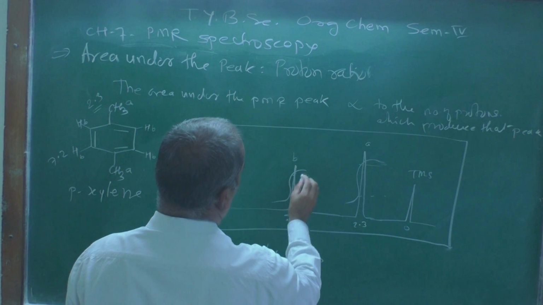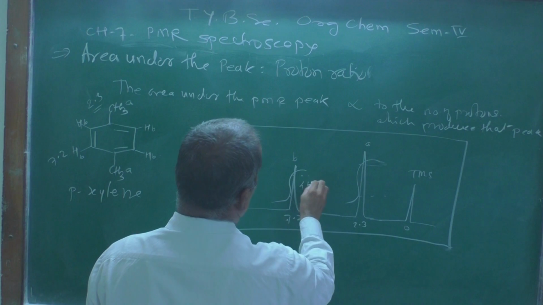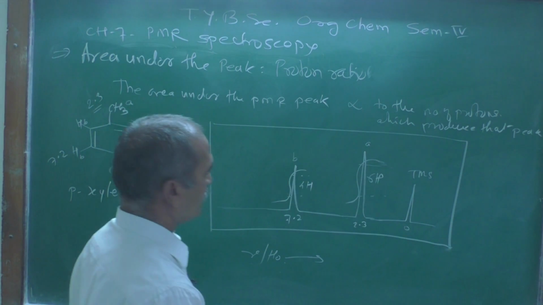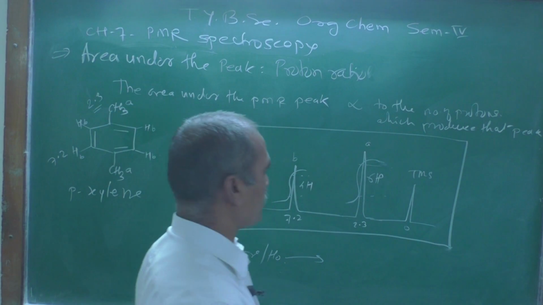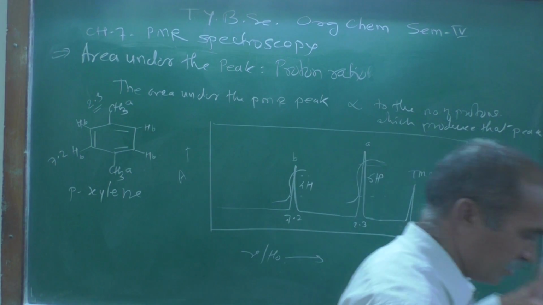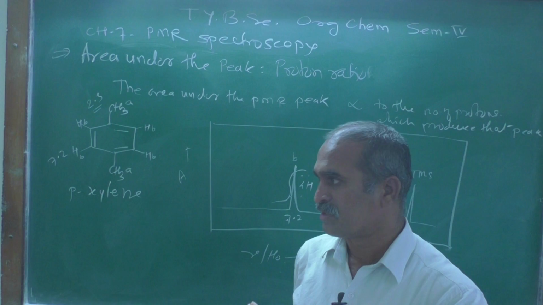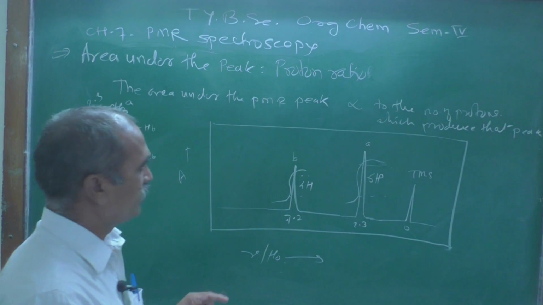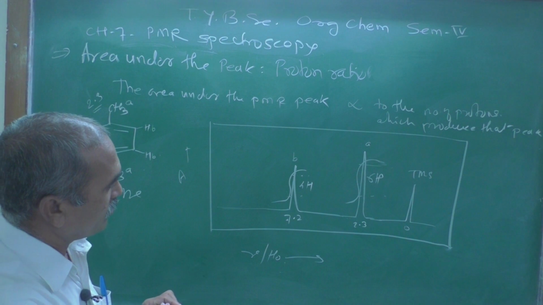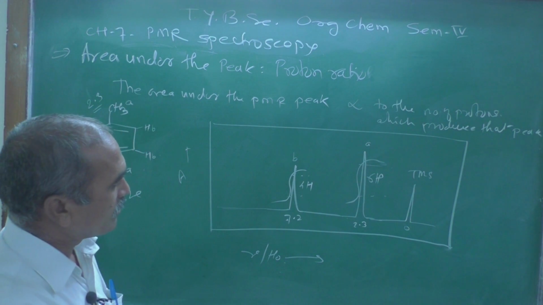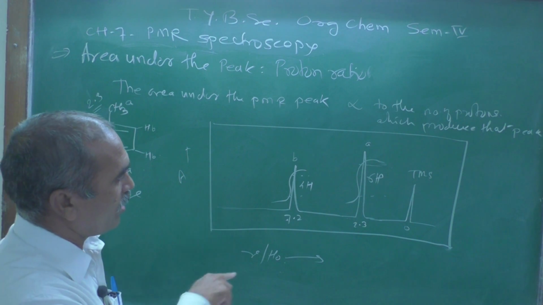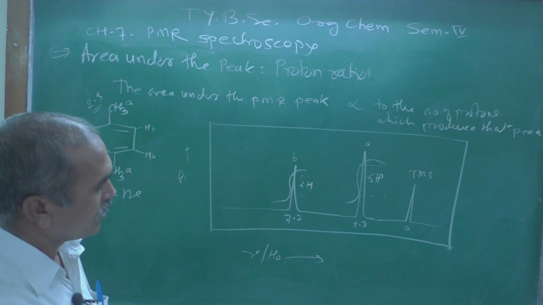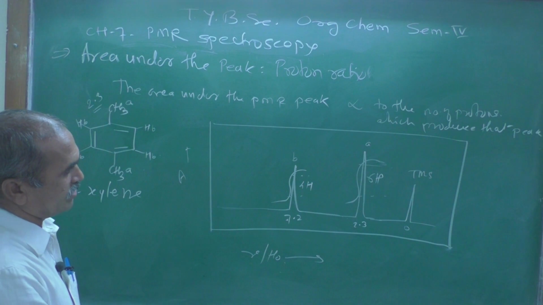Here also are integrations. This one is due to the 4H and this is due to the 6H. This line is called the integration line. It is given by the machine automatically, so you can determine it directly from the instrument.